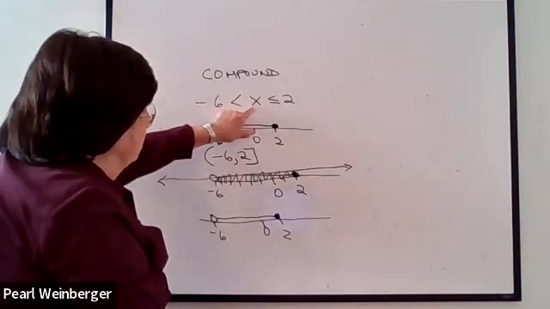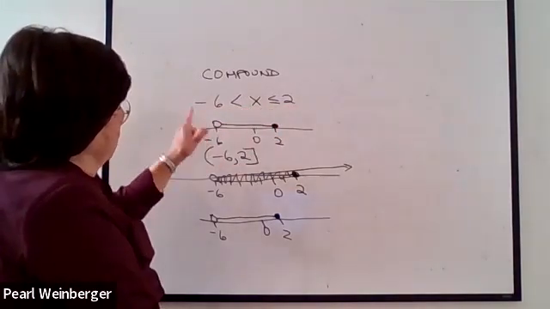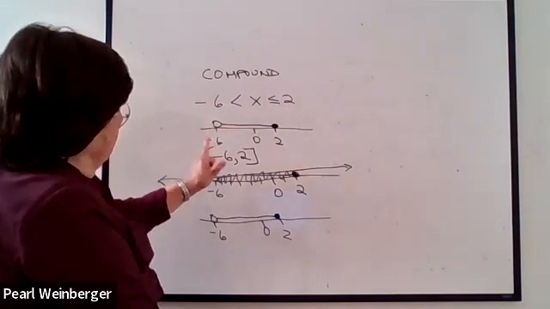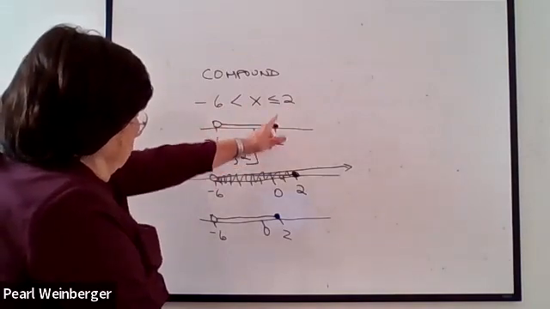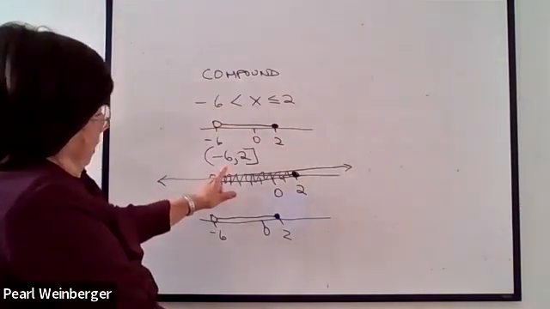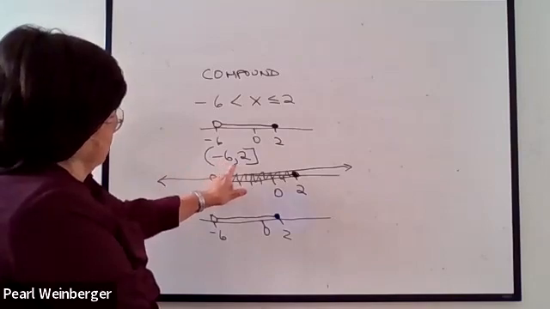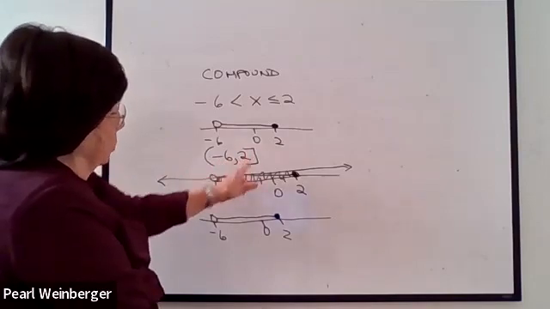-6 is less than x, which is less than or equal to 2. The number line has an open circle at -6, a closed circle at 2, and a line in between. In interval notation, it's parentheses, -6, comma, 2, bracket.